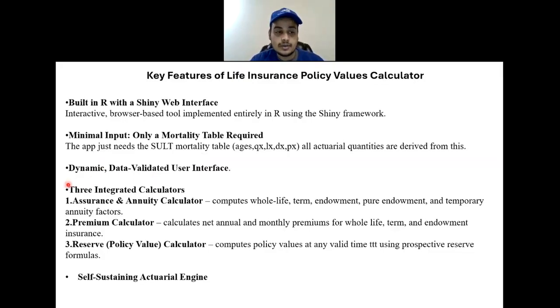So we have three integrated calculators. The first one, the assurance and annuity calculator, the premium calculator, and finally the policy value, the reserve calculator, which utilizes the output from the first and second. And as a whole, it is a wholesome, self-sustaining actuarial engine.